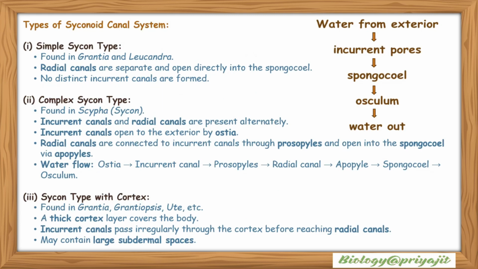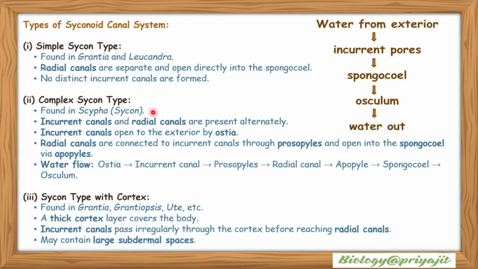Types of Syconoid canal system. There are basically three types of Syconoid canal system. Simple Sycon type is found in Grantia and Leucandra. The radial canals are separate and open directly into the spongocoel. No distinct incurrent canals are formed. So water from the exterior moves in through the incurrent pore, then it comes into the spongocoel, then into the osculum, and then water moves out.